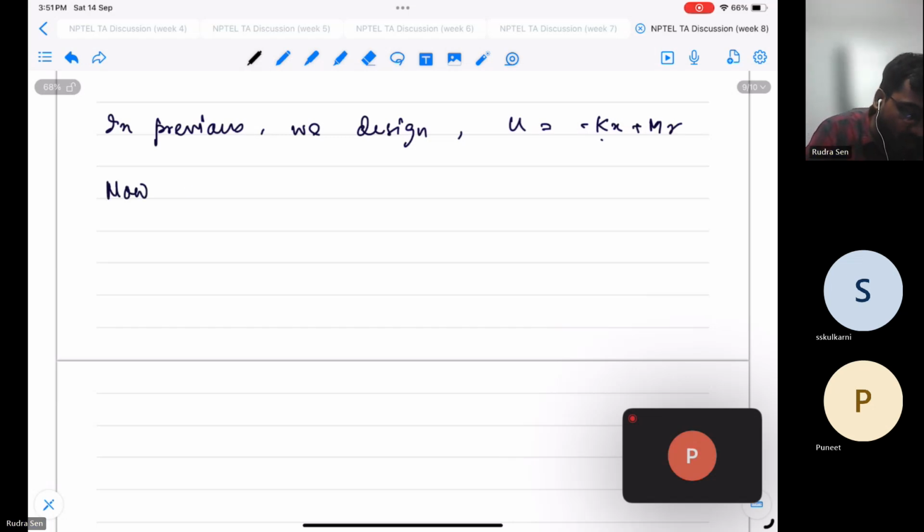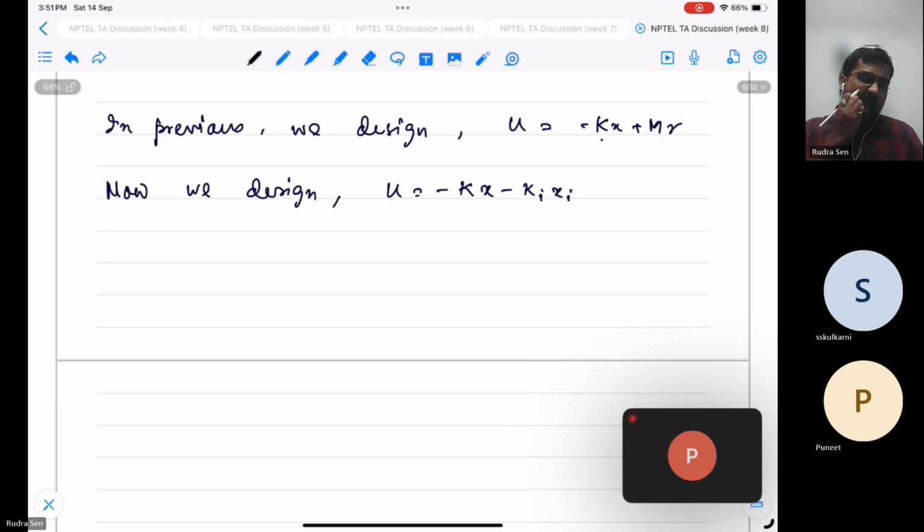Now we design u equals to minus, let's say, kx minus ki xi. Okay.